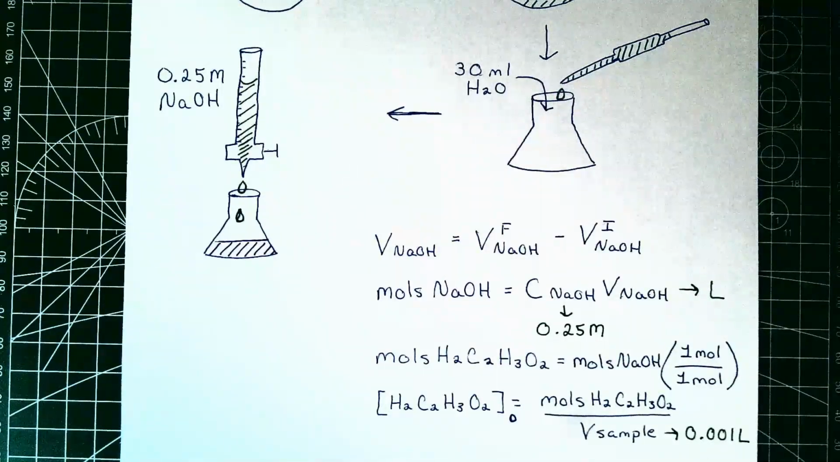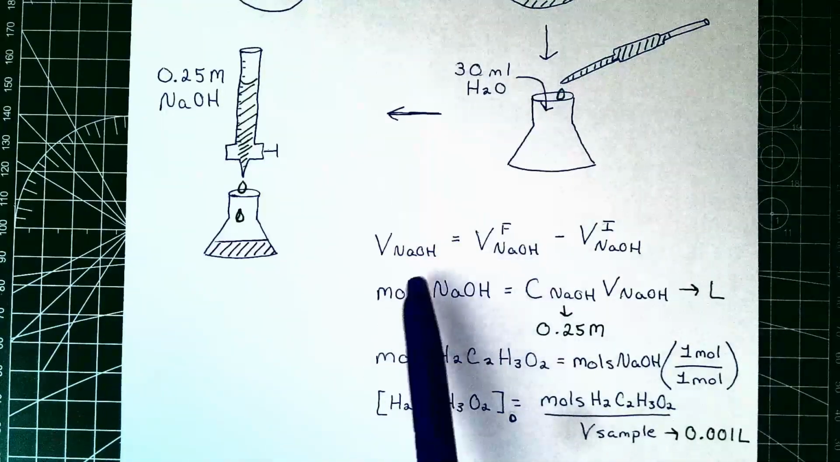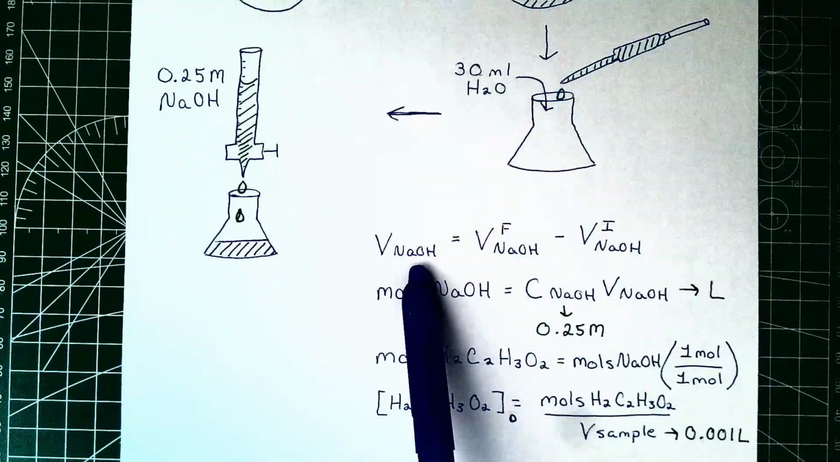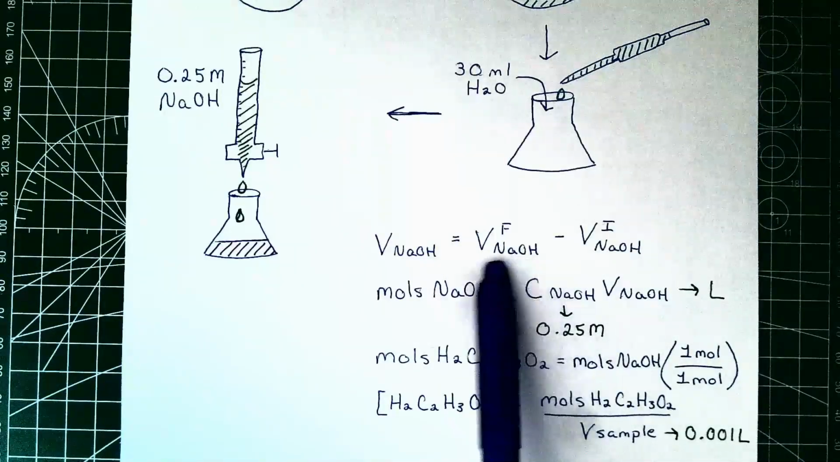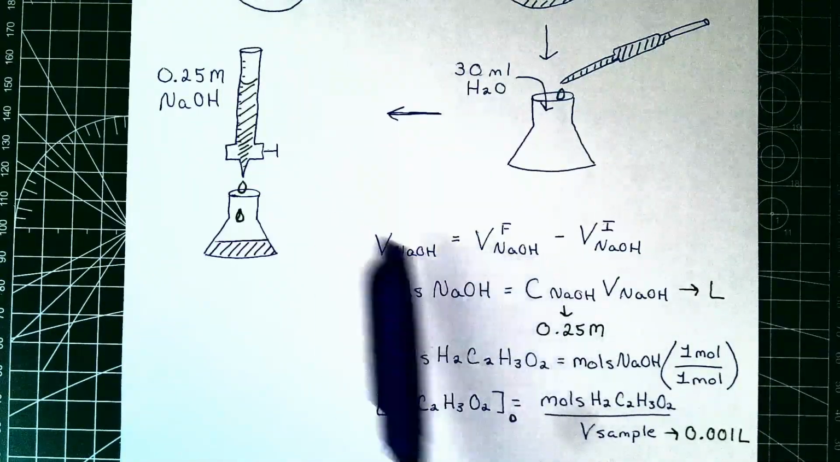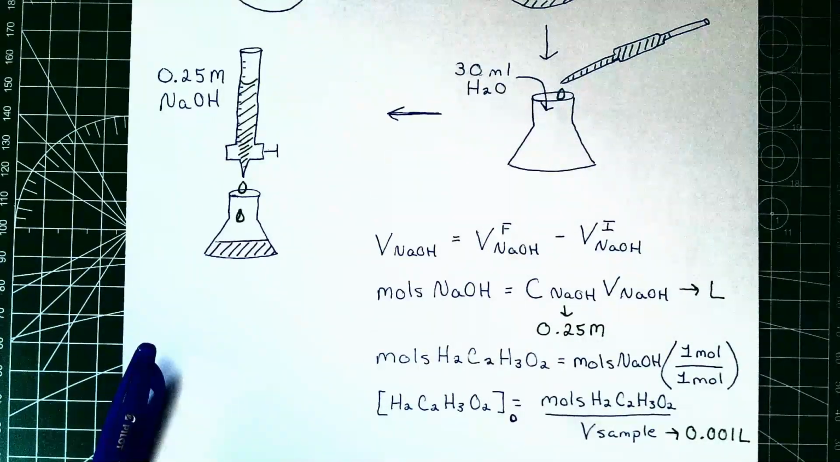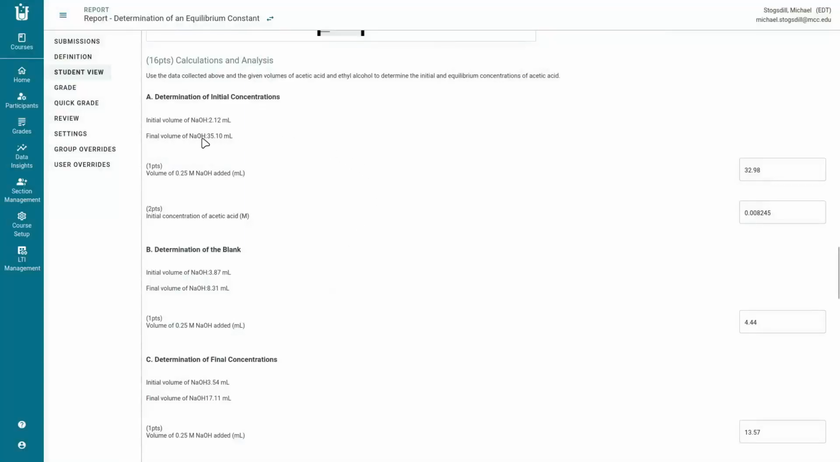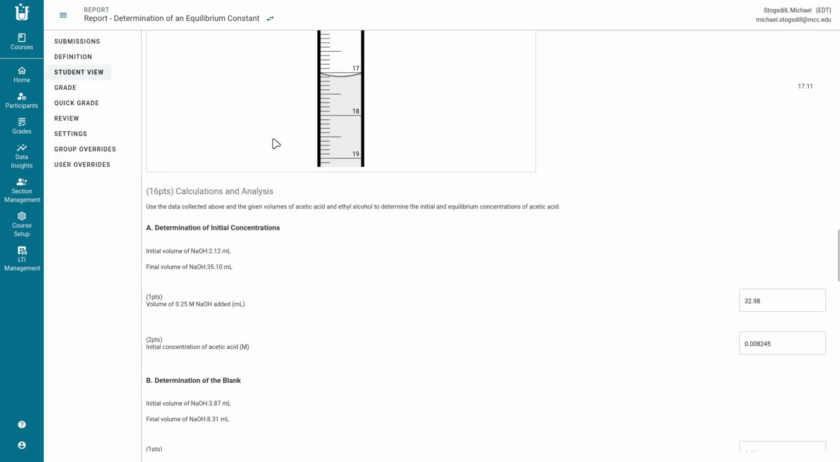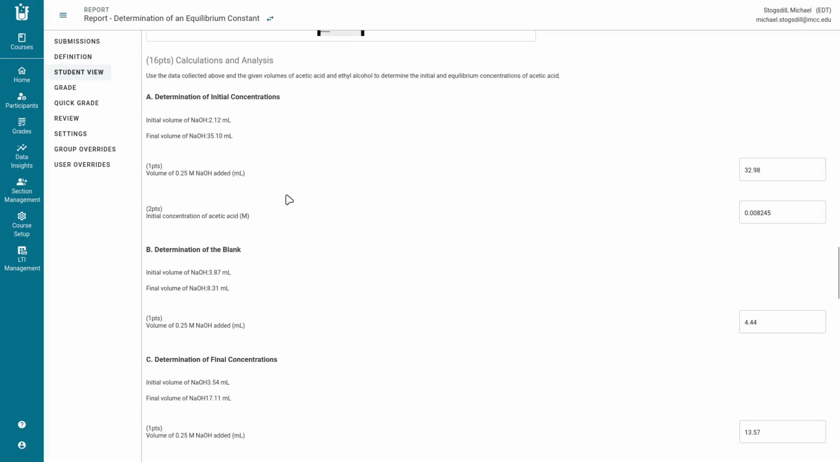Now we need to go through our calculations. We can figure out the volume of sodium hydroxide added. That's going to be the final volume of sodium hydroxide, our final reading on the burette, minus our initial reading. If we look back at the report, you can see that those values are placed in here for us. That came from our answers to these picture questions up here. And this is where we're going to add the volume of sodium hydroxide. So it's going to be this number minus that number that you're going to enter in here.